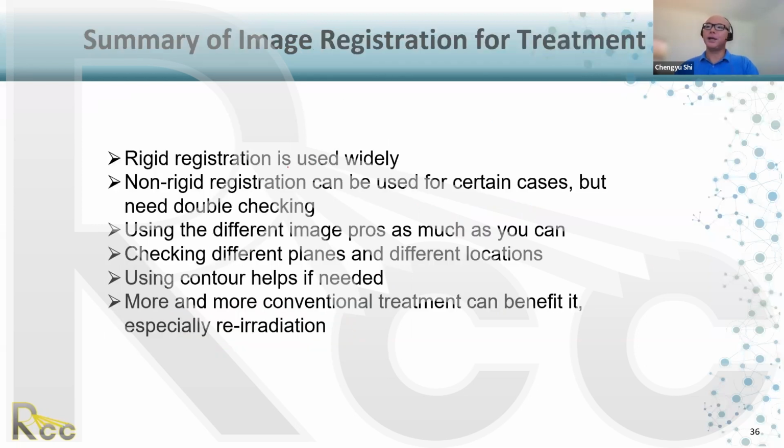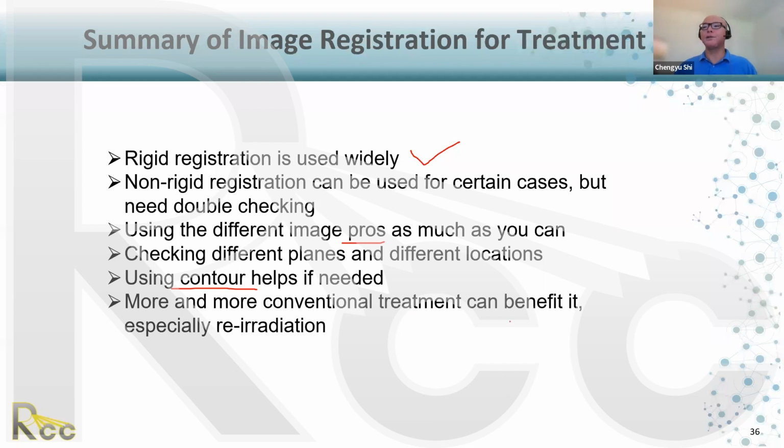And in summary, rigid is used widely. Most of the people use rigid. Non-rigid is good for research, but you have to double check it and have concerns. So use the different images, the pros as much as you can, and know the limitations. Check multi-plane, multi-location, and use the contour to help you do the registration and checking.